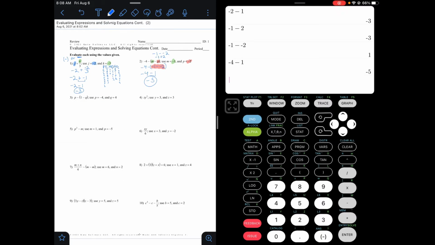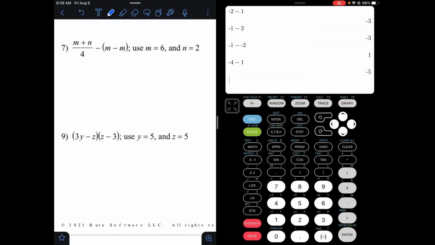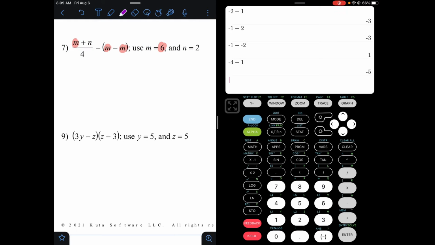All right, let's go ahead and try another one here. Let's do number 7. So again, we need to plug in. We're going to plug in 6 for m. Now, there might be multiple places where you need to plug it in. So if you look, we have to plug in m 3 times. We're going to plug in n, which is 2. All right, so we've got 6 plus 2 all over 4 minus 6 minus 6.